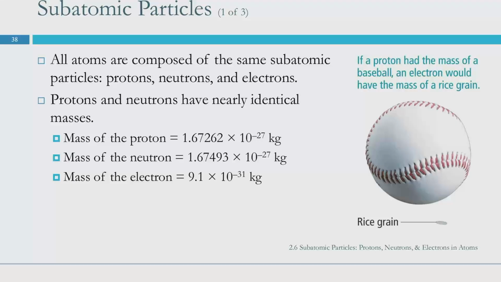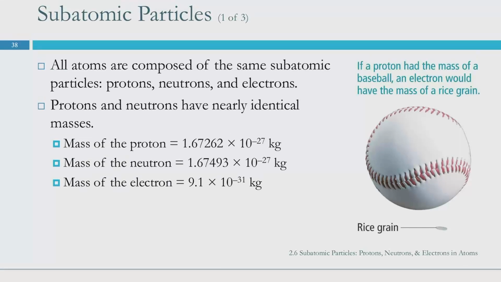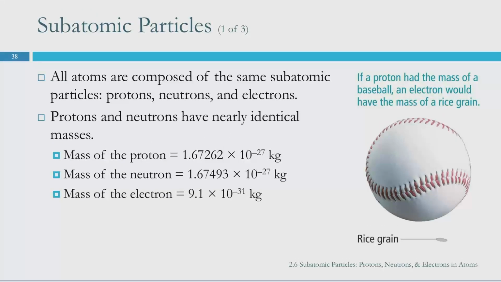Okay, more about our subatomic particles. All of our atoms are composed of these three particles: protons, neutrons, and electrons. Which one of those three is positively charged? Protons. Which one is negatively charged? Electrons. Which one is neutral? Neutrons. Correct. And our proton and our neutron are about the same mass.